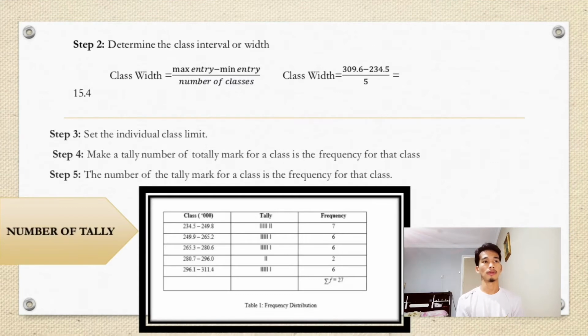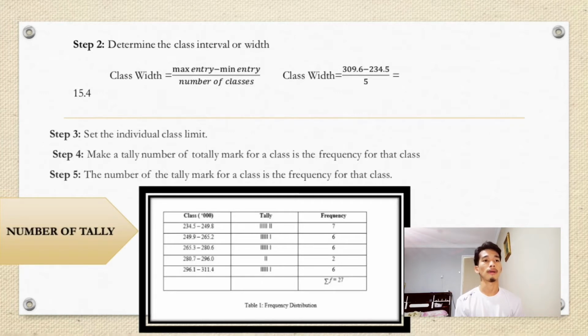Okay, next, step 2. Determine the class interval or width. The formula of class width is maximum entry minus minimum entry divided by the number of classes. So the maximum number is 309.6 minus the minimum number 234.5, divided by 5. The answer is 15.4. Then step 3. Set the individual class limit.